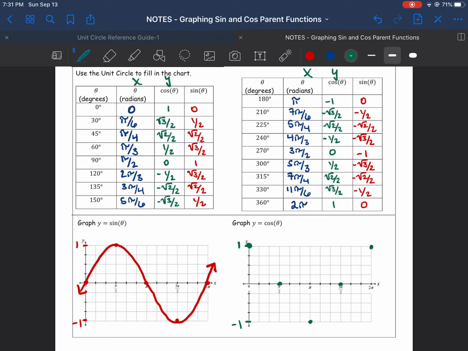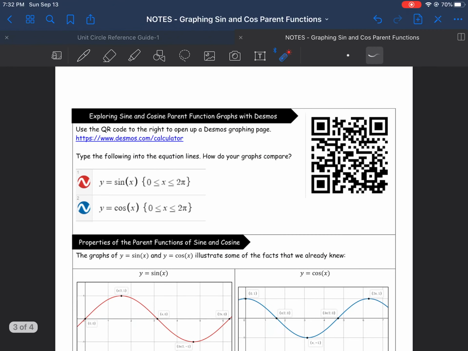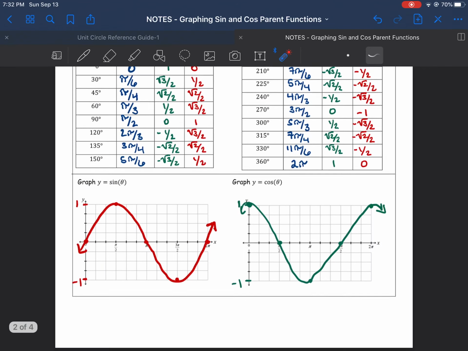And let's go ahead and try to trace this graph as well. Looks kind of shaky, but that's the image that we're going for here. So we call this y equals sine of theta and y equals cosine of theta. These are the parent functions for sine and cosine. Now what we want to do is compare our sketches with what the actual parent functions look like using Desmos. If you have your phone and a QR code scanner, you can scan that QR code to pull up a Desmos calculator. I'm going to pull up Desmos to run side by side here.